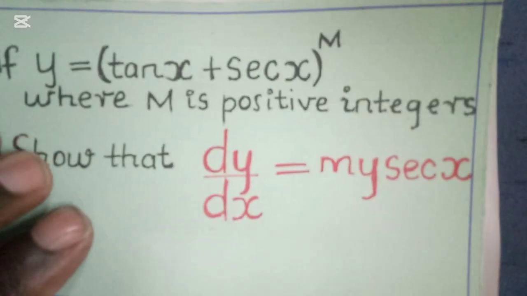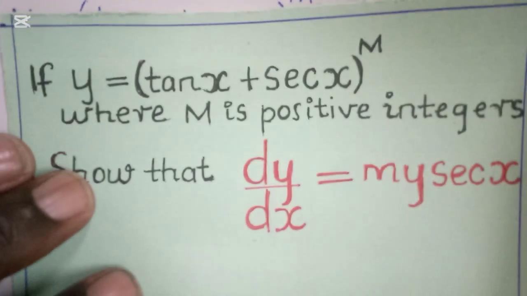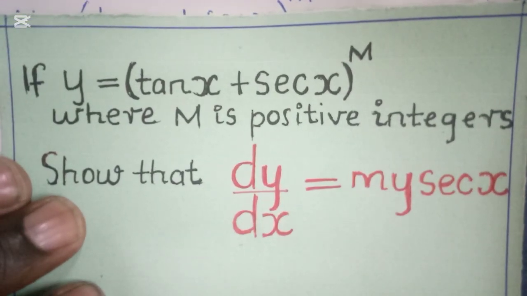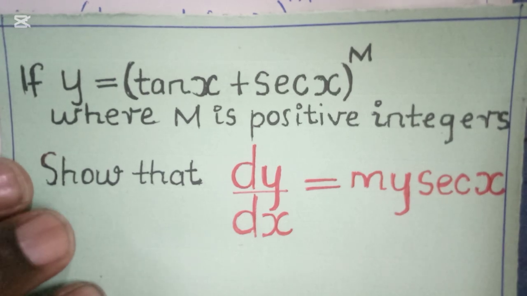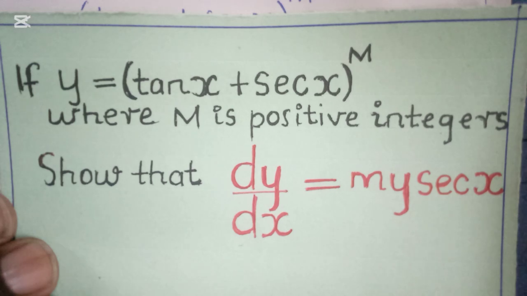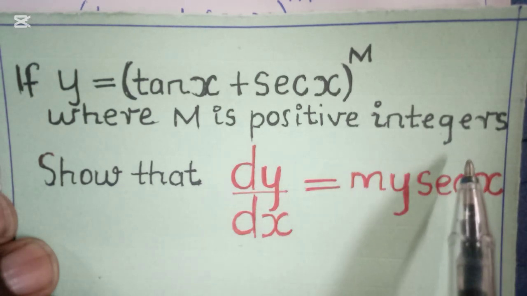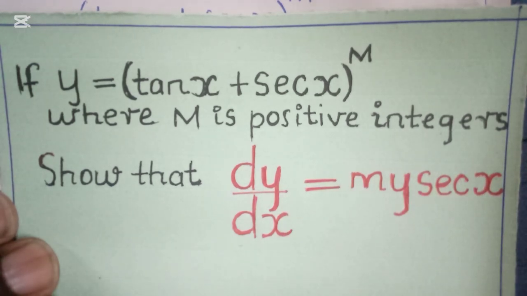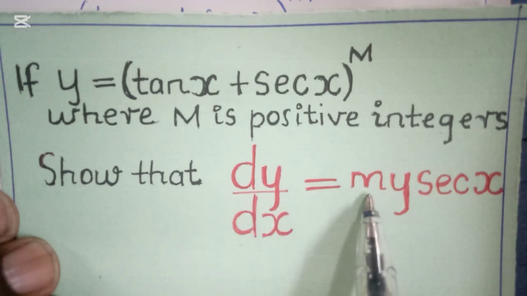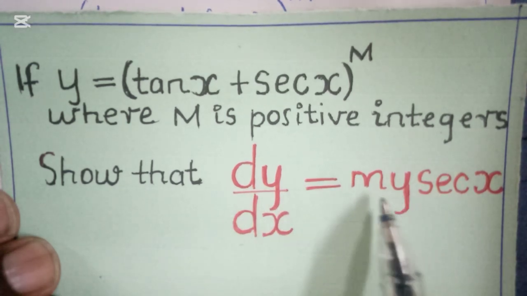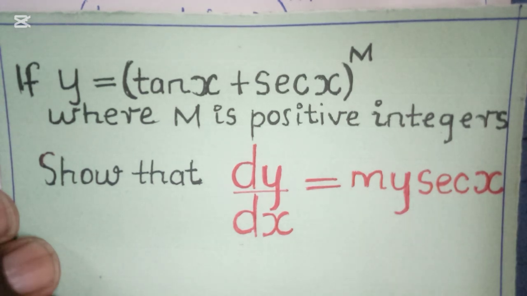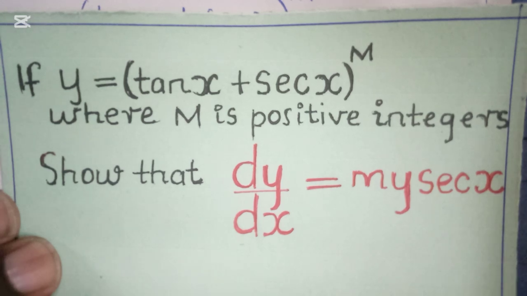Hi guys, we have this question. I read the question first. If y is equal to (tan x plus sec x) raised to m, where m is a positive integer, show that dy over dx is equal to m y sec x. And so guys, here we have a question we want to do.